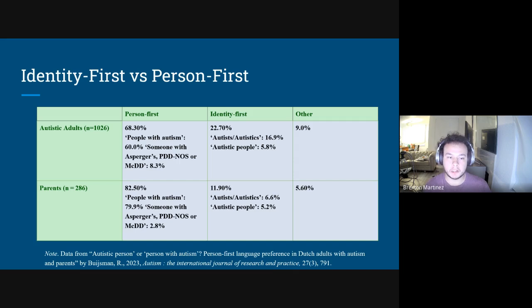They prefer to be called either people with autism, or someone with Asperger's, or someone with another similar type of developmental disability. Also, the parents of the children with autism had a strong majority of 82.50% of people who preferred that their children be called people with autism. And it strongly showed that 79.9% also preferred it if they had Asperger's or another similar developmental disability.